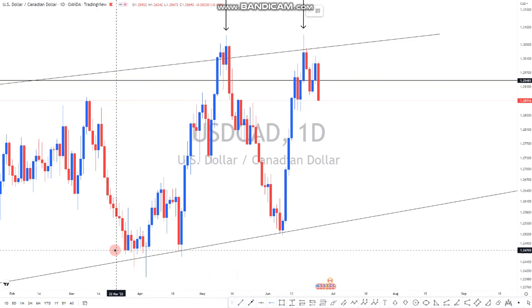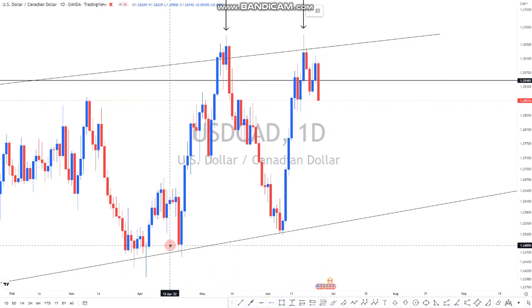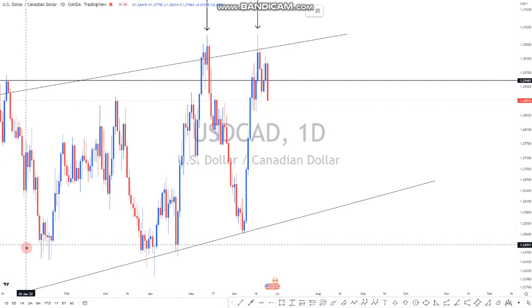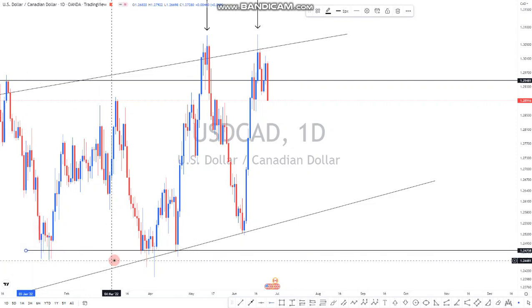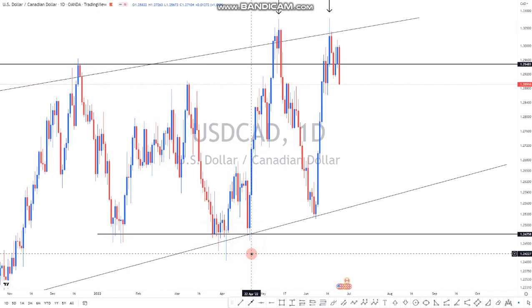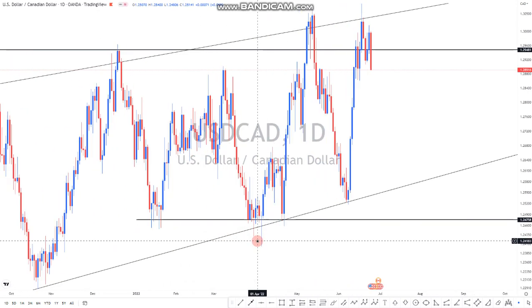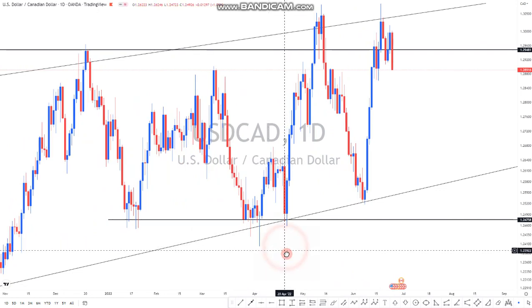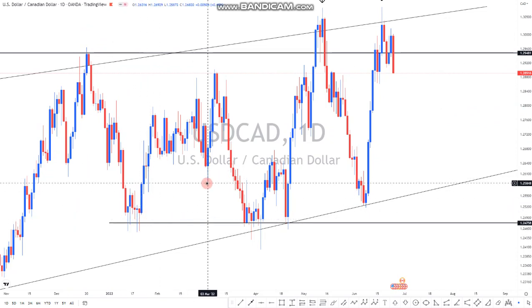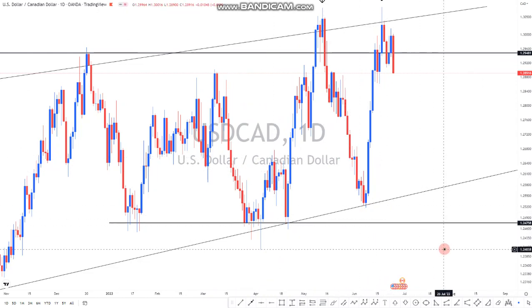Simple support around this area here. So I'll put my support around that area here, simple support. As you can see clearly, after the market tapped the resistance trend, it clearly touched the support line and went back to the resistance trend before touching the support again.